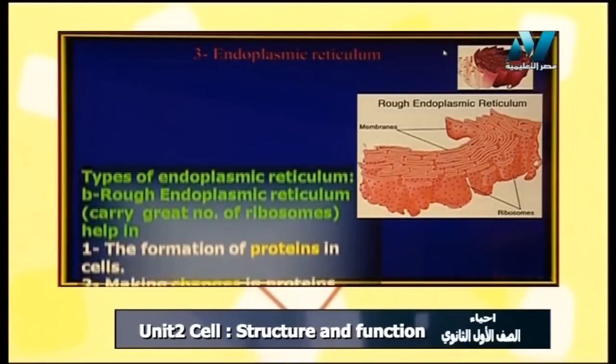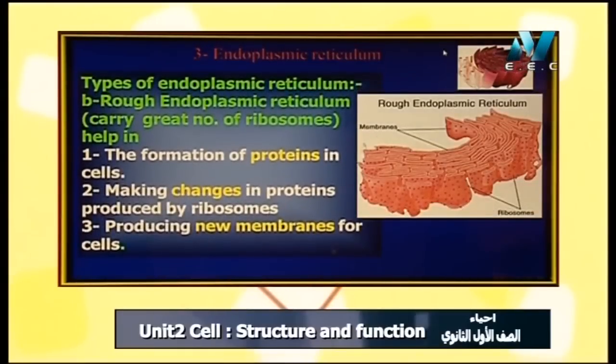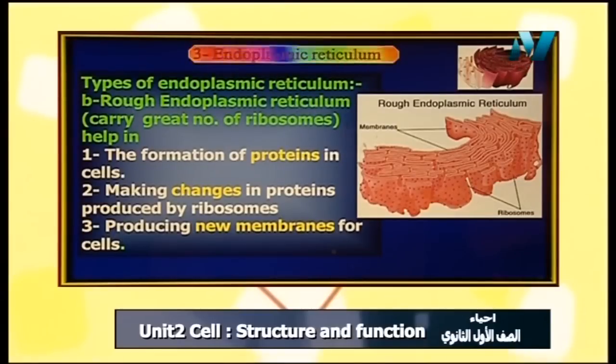عندي rough endoplasmic reticulum and smooth endoplasmic reticulum. Rough endoplasmic reticulum is the endoplasmic reticulum that carry ribosomes on its surface. في fine granules كتيرة موجودة على السيرفس بتاع الاندوبلازميك ريتيكولوم، عشان كده بنقول عليها rough. The function of the rough endoplasmic reticulum, three functions.